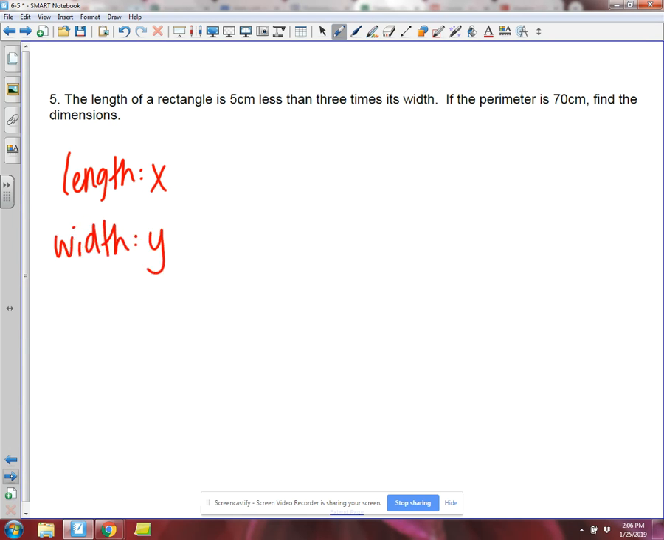All right. The length of a rectangle is. What is the length of my rectangle? Is means. Okay, everybody doing all right with that part? 5 centimeters less than. Folks, do you see this less than? That means I have to switch it, and the -5 goes at the end. It's not 5 minus. You have a -5 at the end.